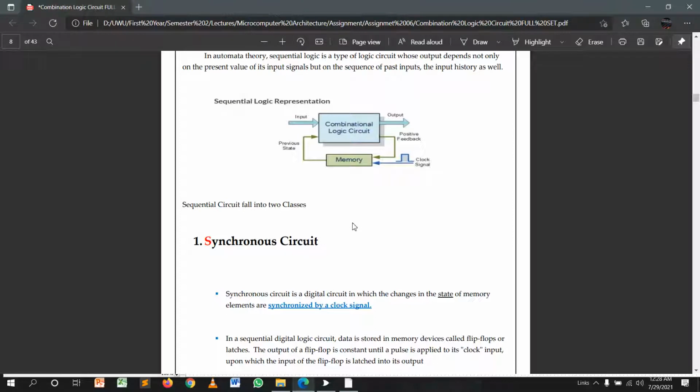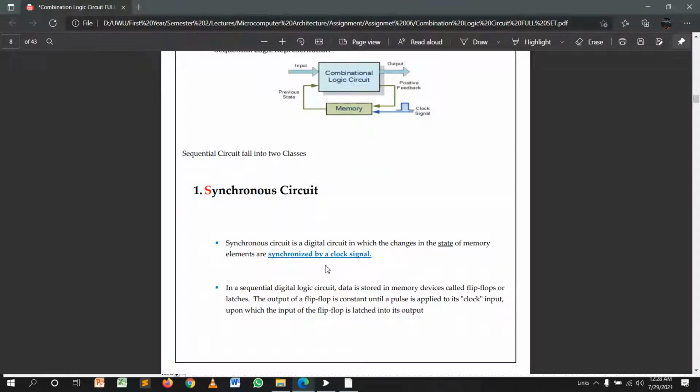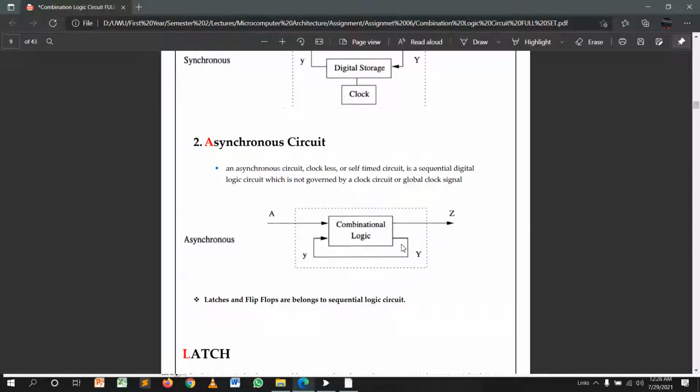The basic concept of synchronous circuits is that we connect them to a clock pulse, and then we call them synchronous circuits. Asynchronous circuits are not connected to a clock pulse. Those are the differences between synchronous and asynchronous.